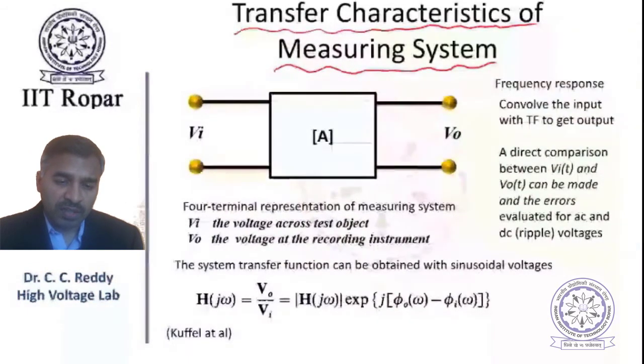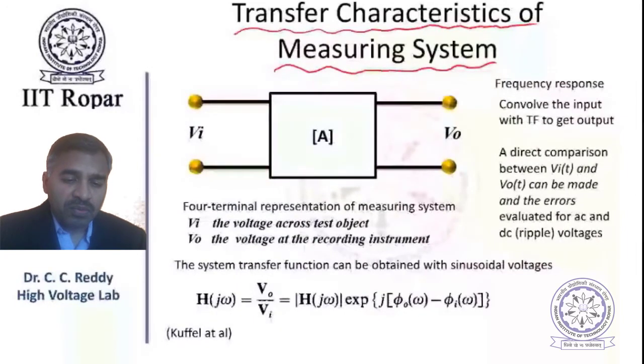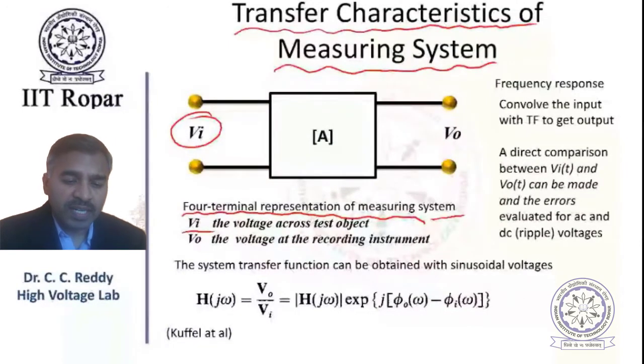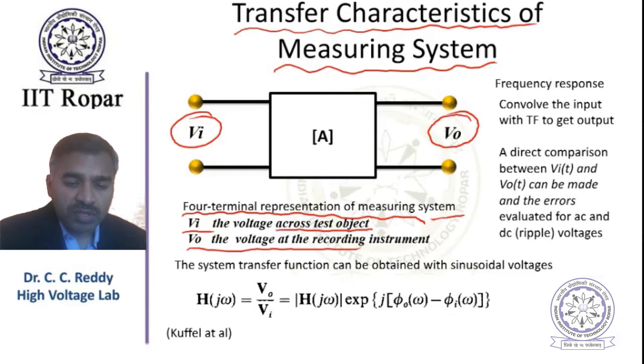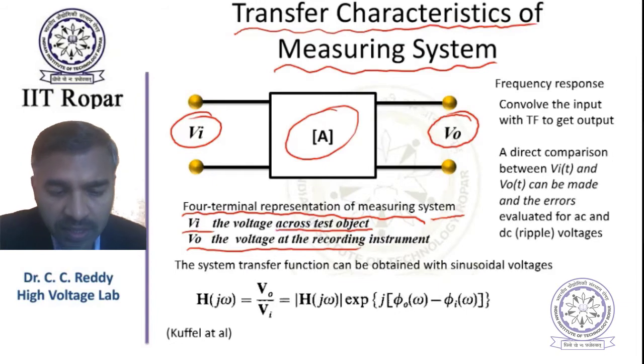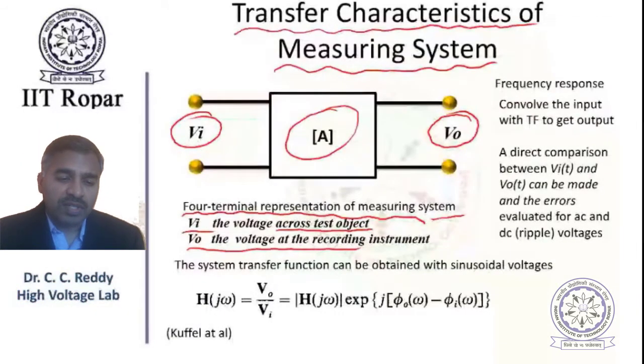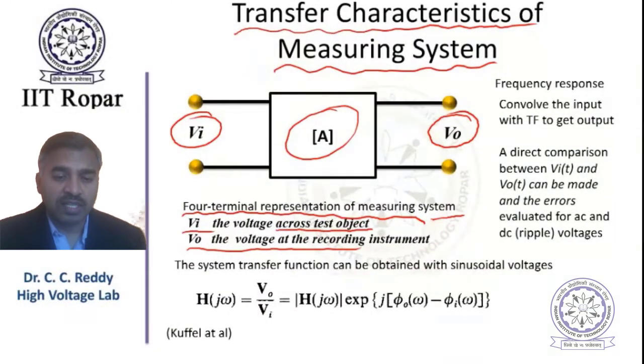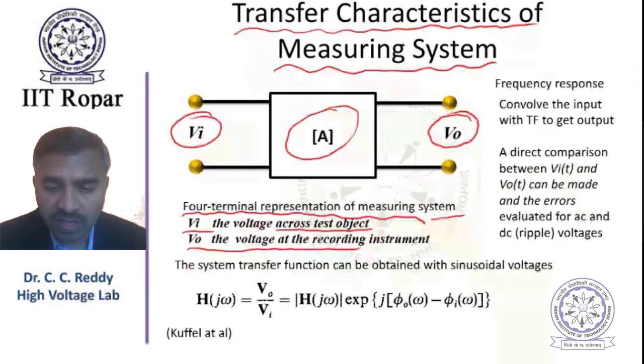Before studying in detail, a 4-terminal representation of the measuring system is given here. VI, this input, is the voltage across the test object, and V0 is the output at the recording instrument. And of course, A is the matrix which determines the transfer characteristics of the measuring system, which includes the damping resistor, the connecting lead, the divider, and the signal cable, everything. So that is the complete system.